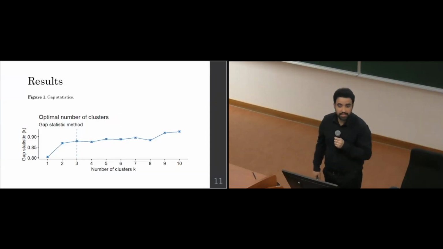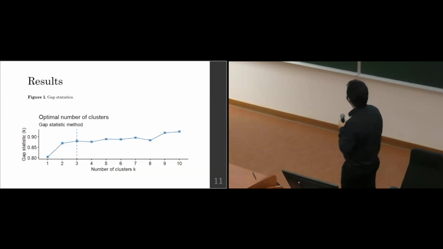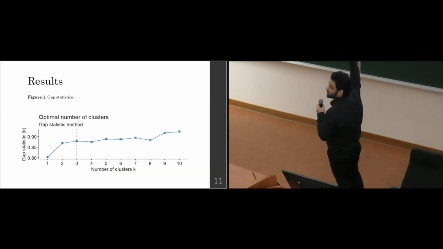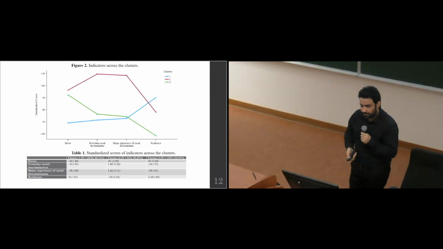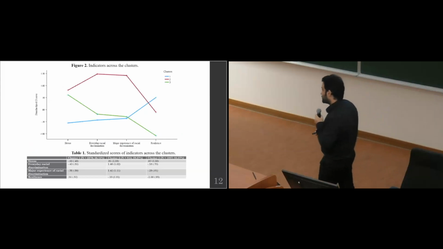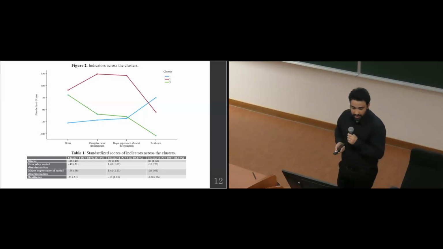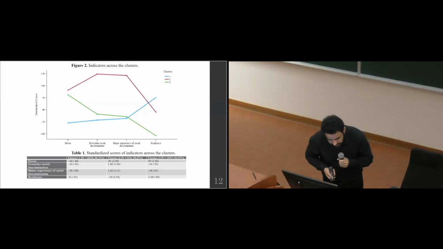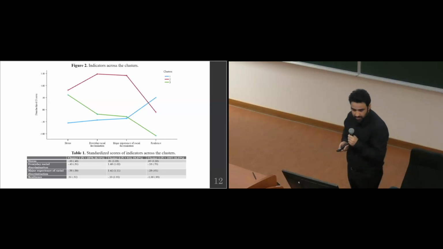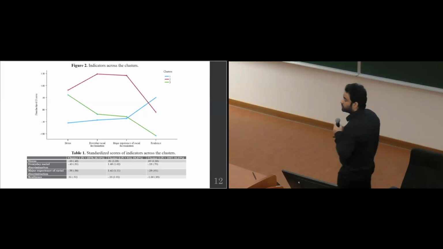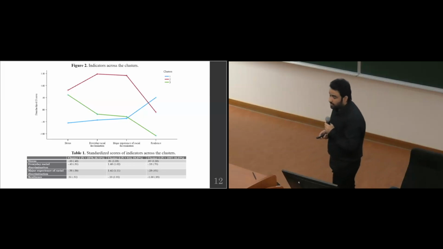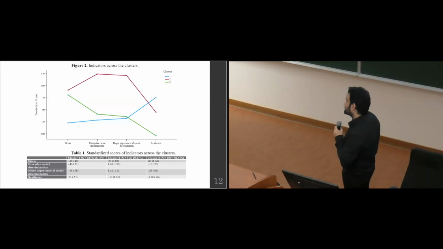As we see here, this is the result from the gap statistics. What we can see here is that a 3 cluster solution was determined by this gap statistics. So we extracted 3 clusters based on the variables that we had in this study. Cluster 1 included 56% of the individuals, cluster 2 included 19% of the individuals, and cluster 3 included 24% of the individuals.